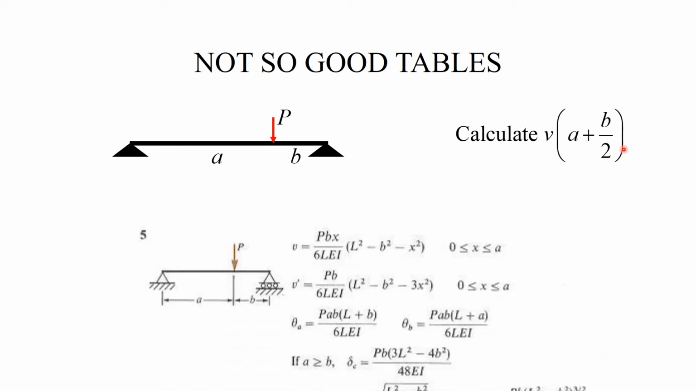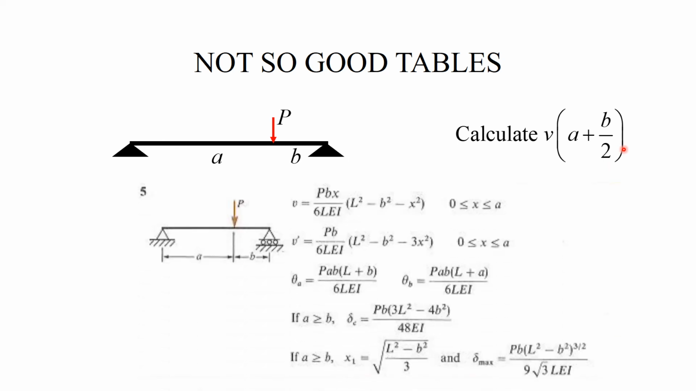Now, there is a table. It's table 5, which looks perfect at first. But then I realized that the only entry in this table is for x between 0 and a. So for this segment of the beam. But I want my x to be here. So to deal with this issue, I would still like to use this table, but I need a tweak.